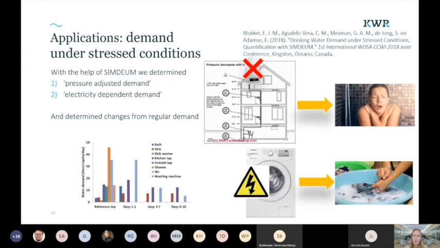We also looked at when electricity is not available, people would not use the washing machine, but they might still want to do some hand washing. So we really looked down on to the level of the end use to find what the effects of those different scenarios were.